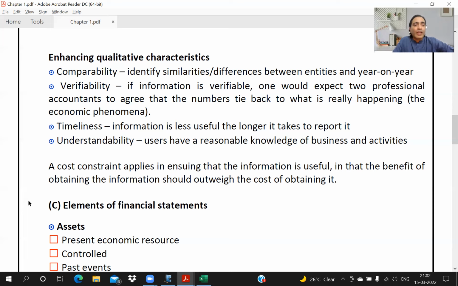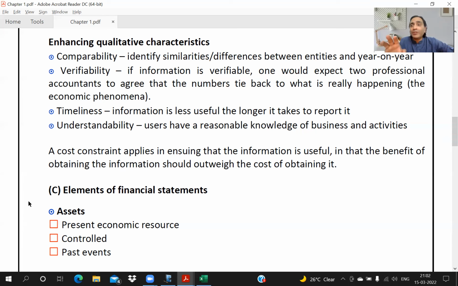All right. Now, to achieve these characteristics, the company has to bear some cost. They have to hire some good quality accountants. They have to set up some good ERP software. But you always need to keep in mind that the benefits should always outweigh the costs. Otherwise, why are you doing it? If the benefits are $100 and the cost is $200, then there is no point in following all these characteristics, right?